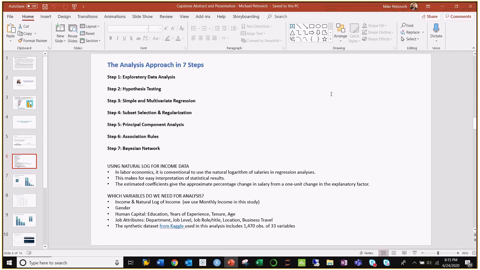Also, we're not necessarily looking at differences in terms of dollars. We're looking at differences in terms of percentage. So again, easier interpretation from that standpoint.